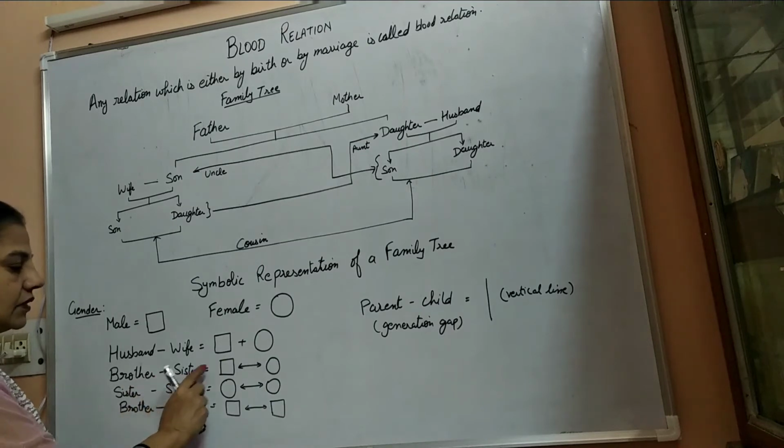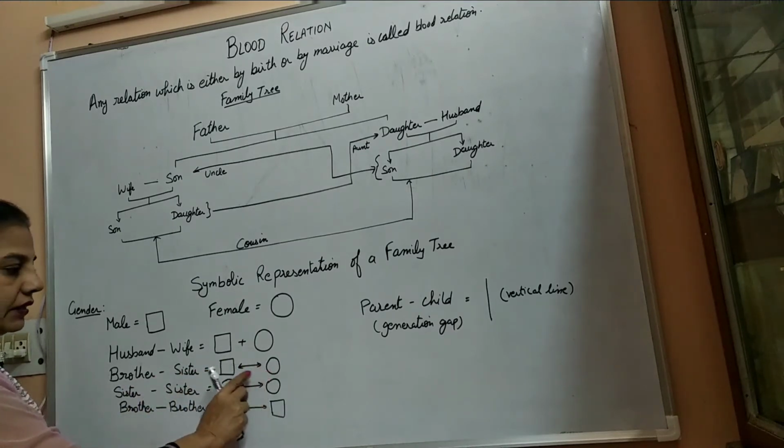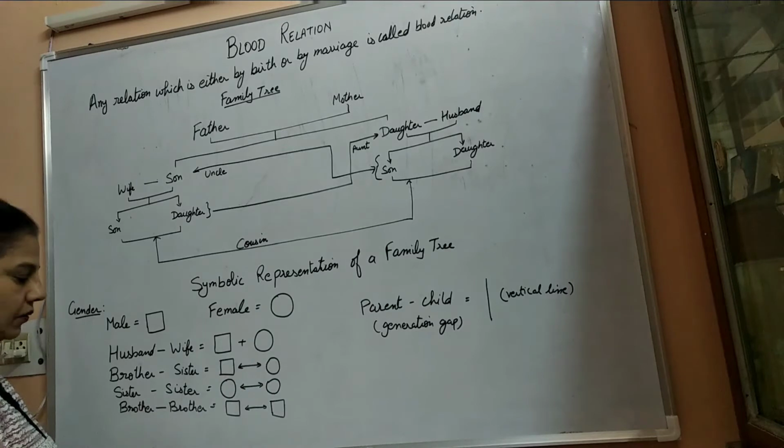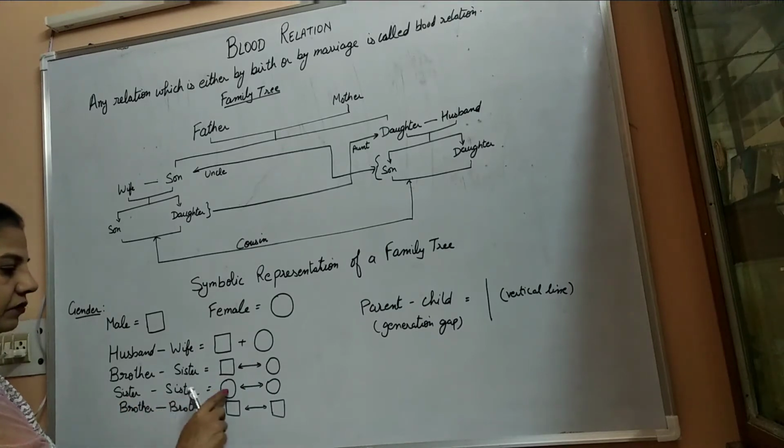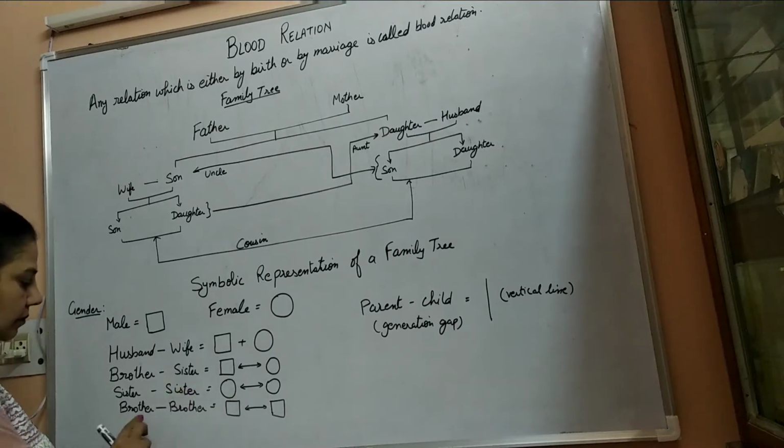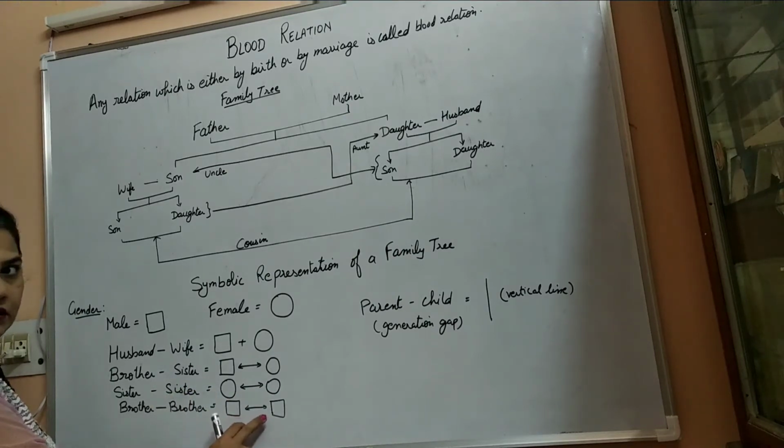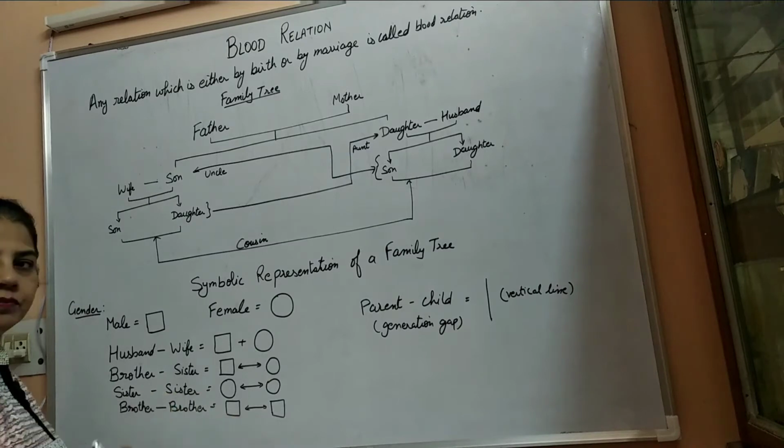Brother and sister: a square and a circle, connected by a both-side arrow. Sisters: both circles, as they are female, connected with a both-side arrow. Brothers: two squares, as they are male, connected with a both-side arrow.